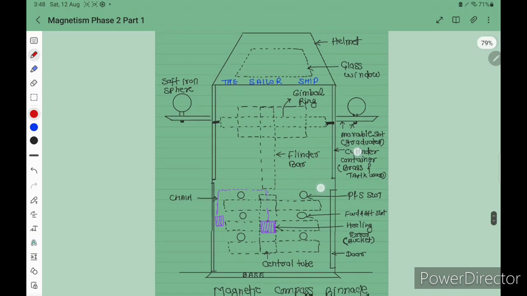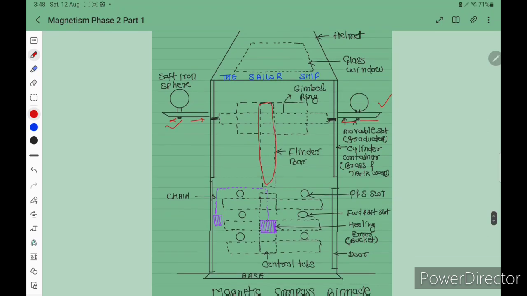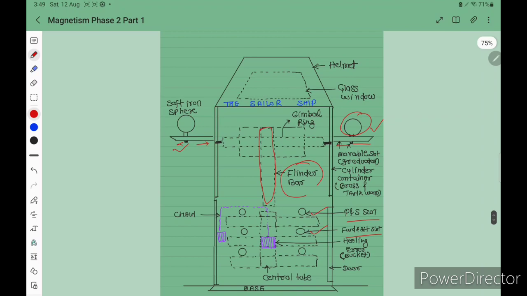I tell you something which is going to be used in future when we are discussing coefficients. This is our spare soft iron, spare both sides, which we can adjust by turning where we want, we can fix it. This one is Flinders bars. This is your heeling, this pink one is heeling, these are port and starboard slots, forward and aft slots. This central tube, Flinders bars, mostly you will use Flinders bar pairs in the port and starboard and forward and aft slots, then heeling slots. All this we are going to discuss in the next videos.